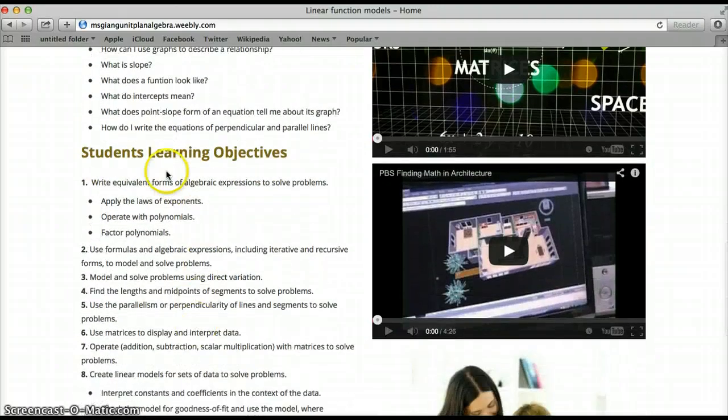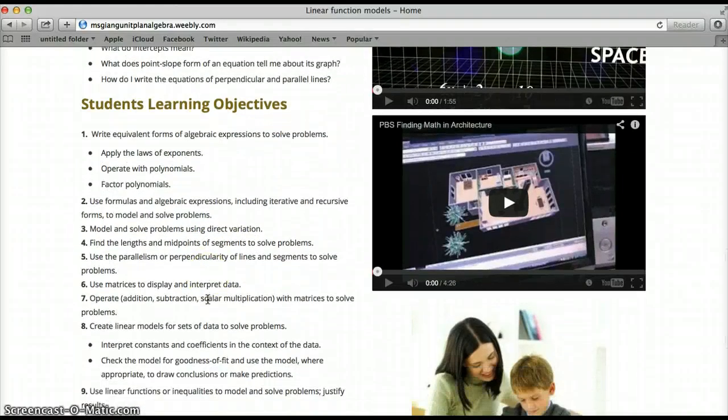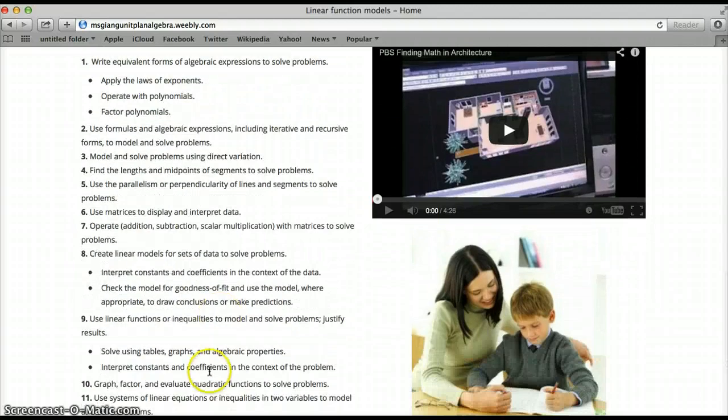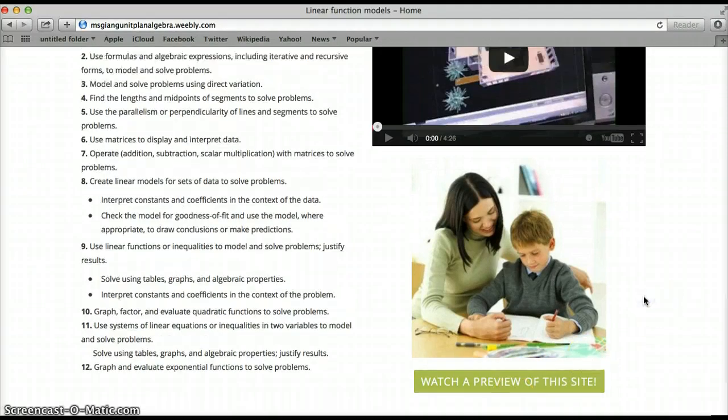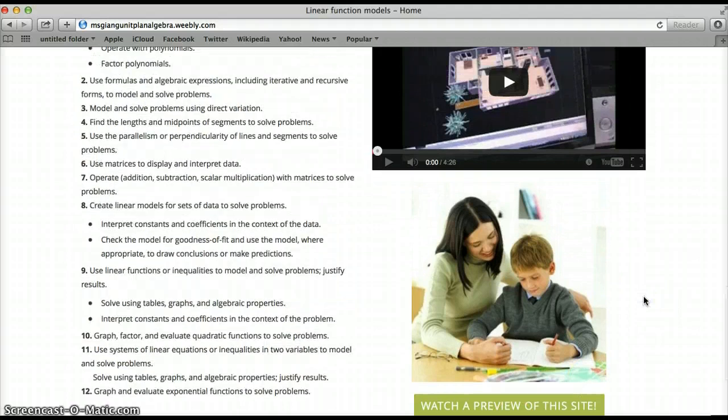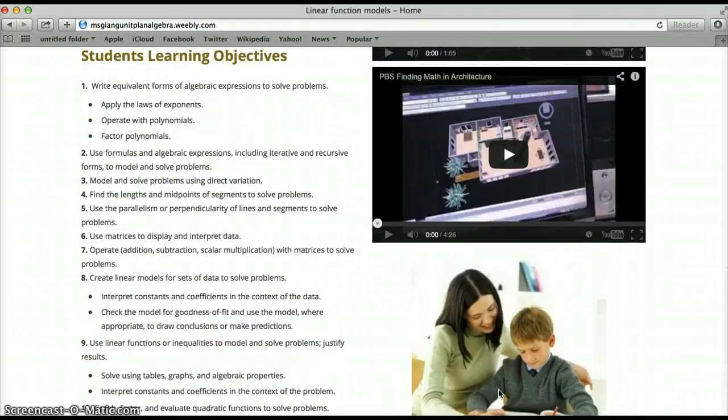And the student learning objectives are to learn how to solve problems, use a formula and algebraic expressions including interactive and recursive forms to model and solve problems, find the length and midpoint of a segment to solve problems, use matrices to display and interpret data, and lots more. And then last, I input a button here for the student to watch a preview of this site so that they can learn all the important keys and where to find things on the site.